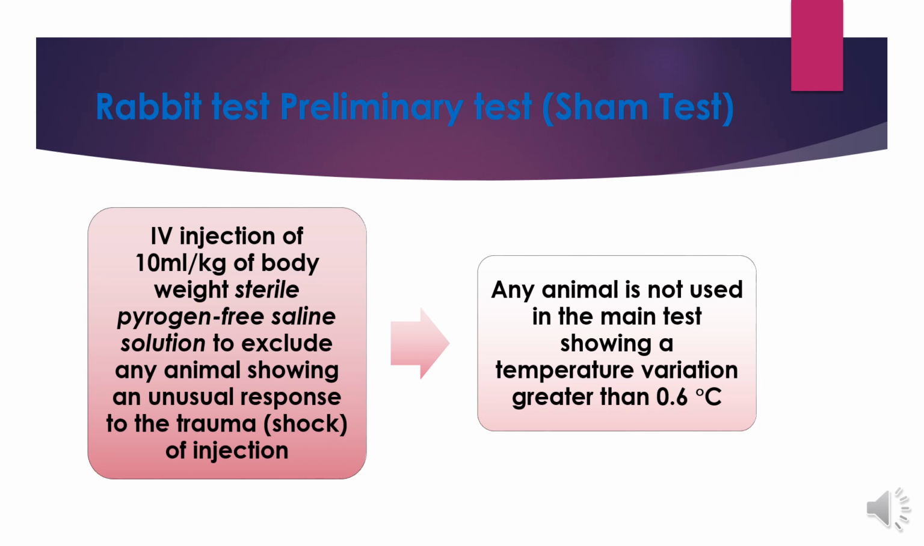So that's why we call it the sham test or preliminary test. Basically, we are selecting the strong rabbits for the main test, and we are deceiving them with the specially pyrogen free solution, so that we can analyze whether they can bear the injection trauma or not.